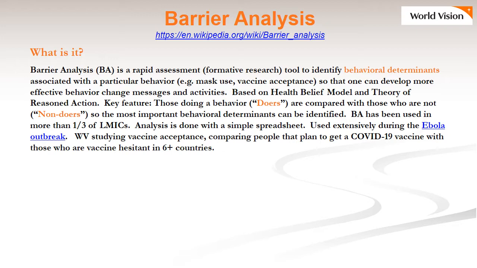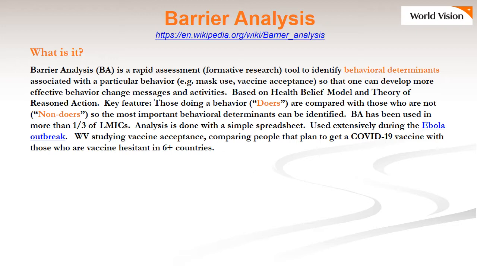Barrier analysis is based on the health belief model and the theory of reasoned action models. And a key feature is that you interview those doing a behavior, the doers, or intending to do a behavior, and compare their responses to those who are not, the non-doers or non-acceptors. This allows you to look for correlations between responses and the behavior, and in this case, vaccine acceptance, so you can better identify what is driving behavioral adoption.